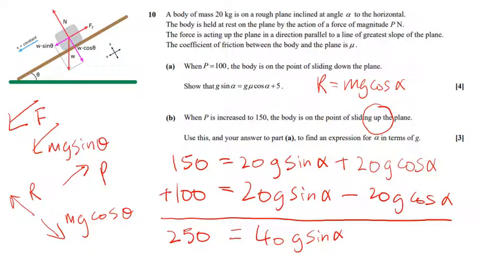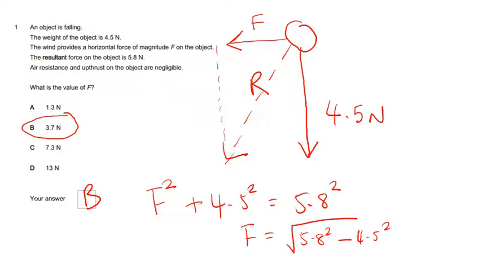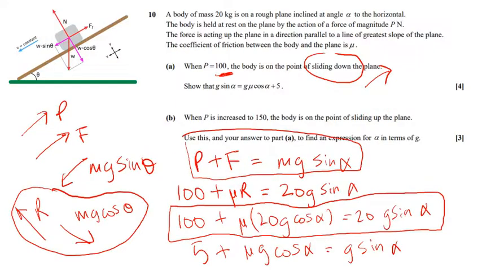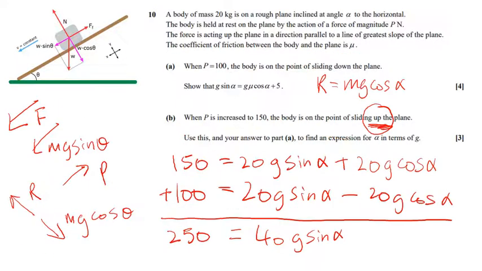Now for this question, it says sliding up the plane. If it's sliding up the plane, that means friction is now going down. If you compare the other part, the previous part, F was going up, the second part is going down.